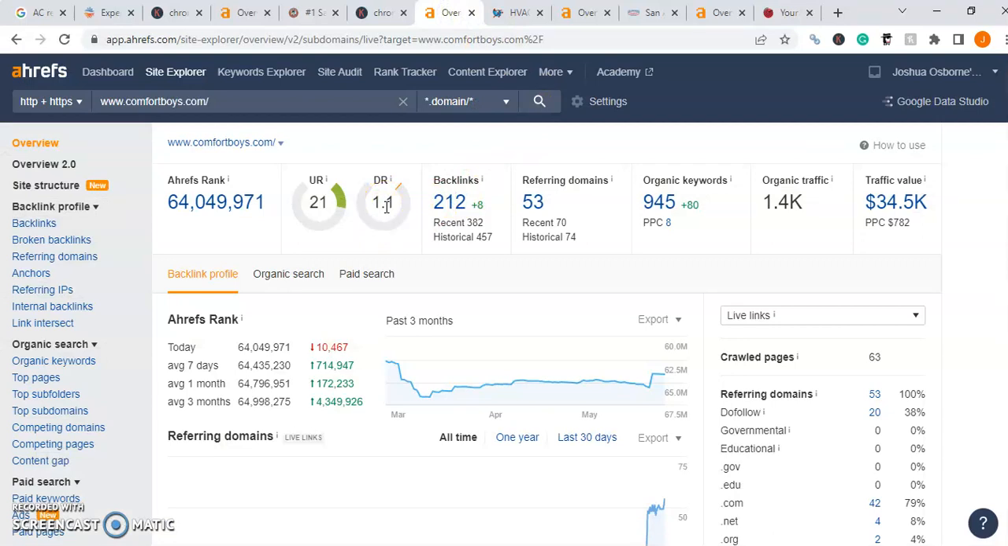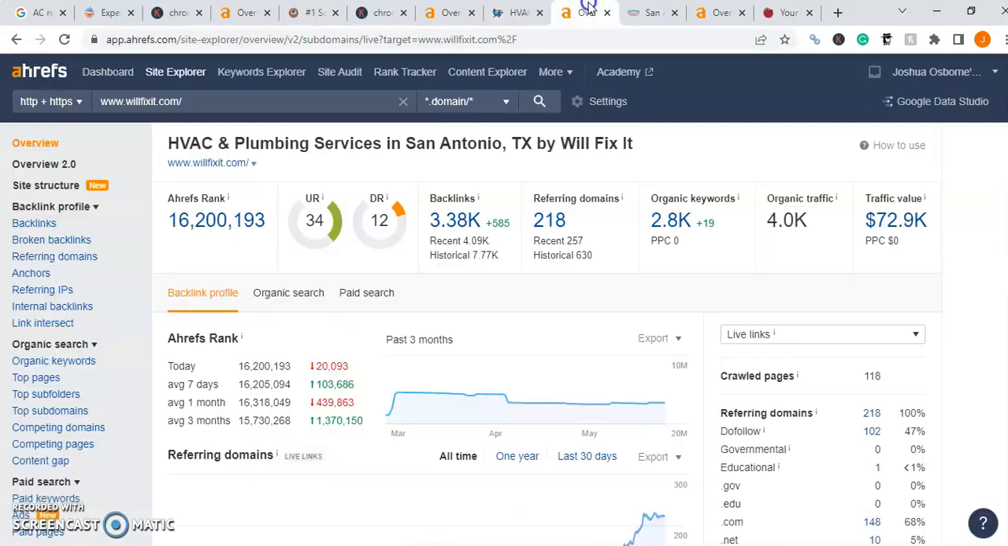You clearly see that there's a correlation between a strong SEO internal structure as well as having a strong external SEO structure and the type of traffic that you can generate. But Comfort Boys wasn't the number one in their area, so let's keep working down the line here. So we have Will Fix It. They have a 34 UR and a 12 DR. This generates them about 4,000 organic users every single month.